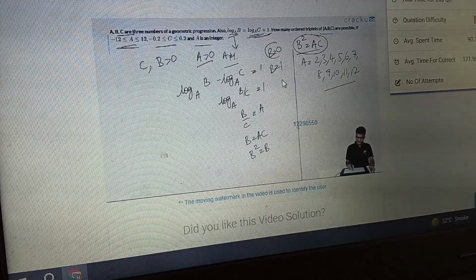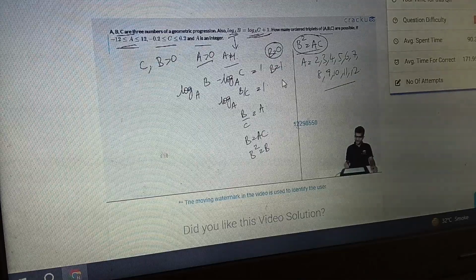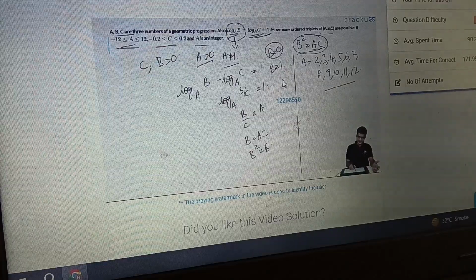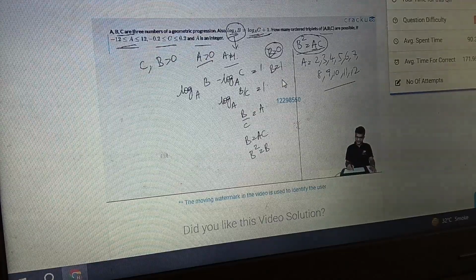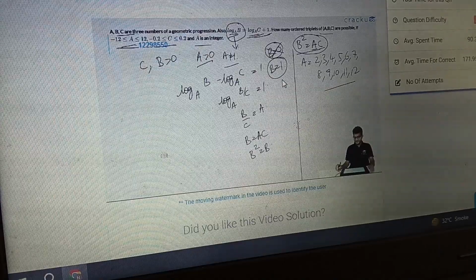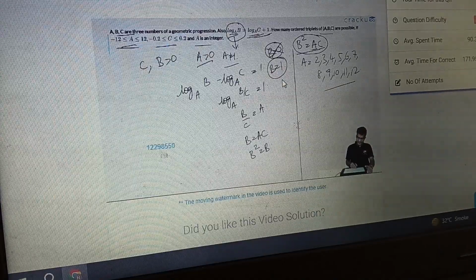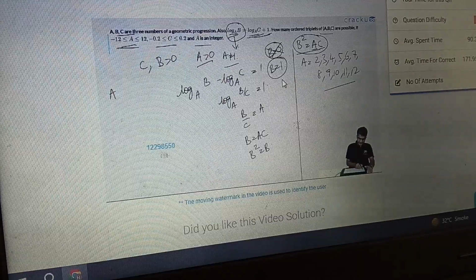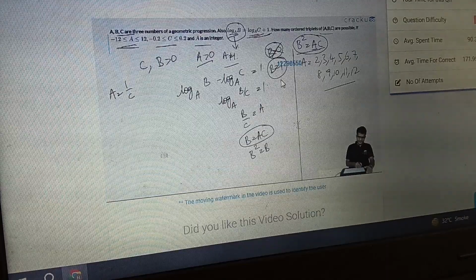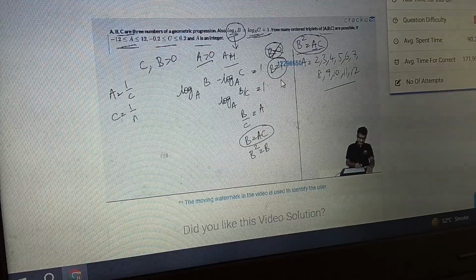B cannot be equal to 0, because if B is equal to 0, either A has to be 0 or C has to be 0, and in fact if B is 0, log B to the base A is not defined, so B cannot be equal to 0. This would imply that B has to be necessarily equal to 1. If B is equal to 1, that would imply that A is equal to 1 by C, because A into C will equal B, or C is equal to 1 by A.